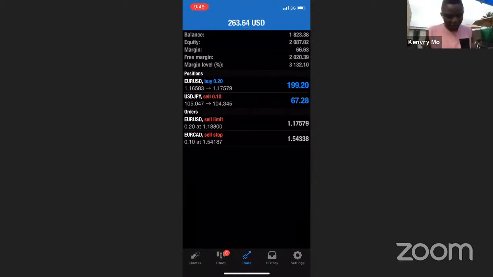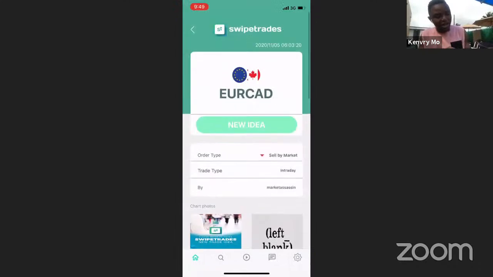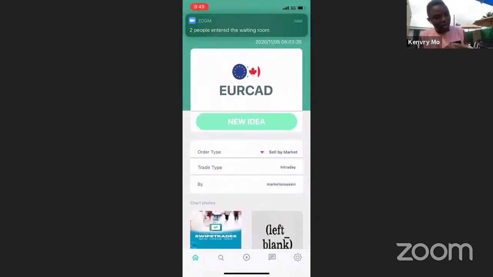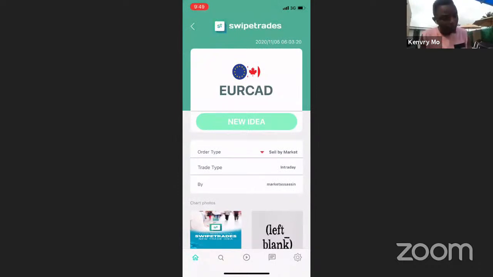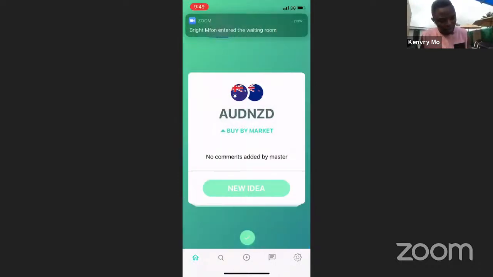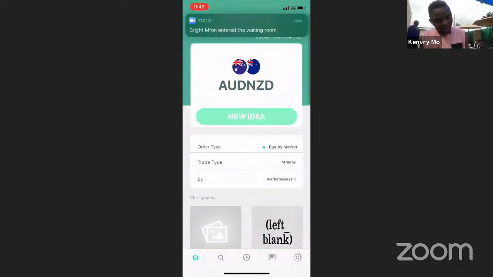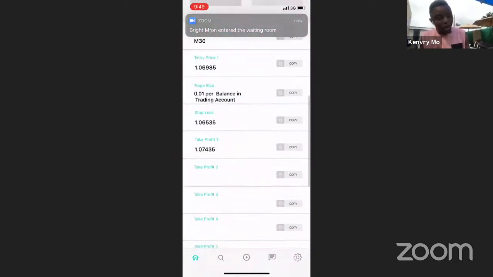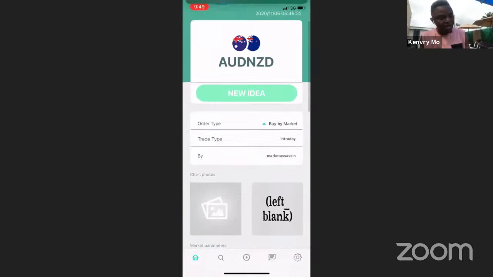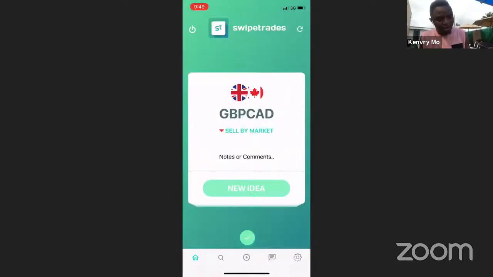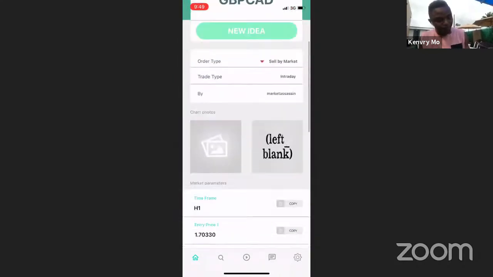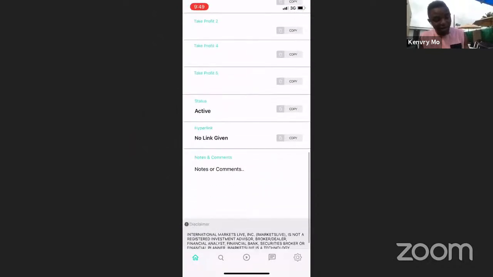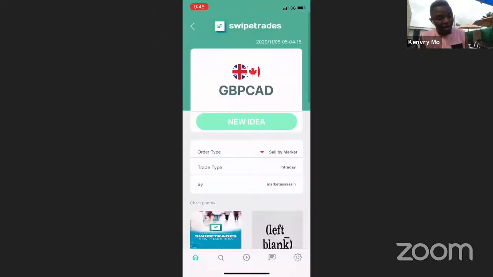These are trades I was saying. Look at another trade. So I was showing you the Swipe Trade. So this was a trade idea. All right. EURUSD was sent. Was it yesterday? I told you the day before yesterday. I don't know if it's still going to be here. This was sent yesterday. All right. It won. AUDNZD won yesterday. AUDCAD won yesterday. They sent GBPCAD yesterday. All these are trade ideas that were sent yesterday. Most of them have won already.